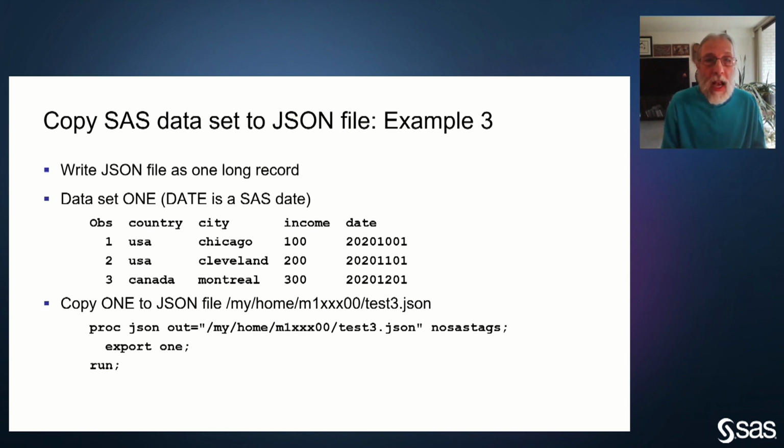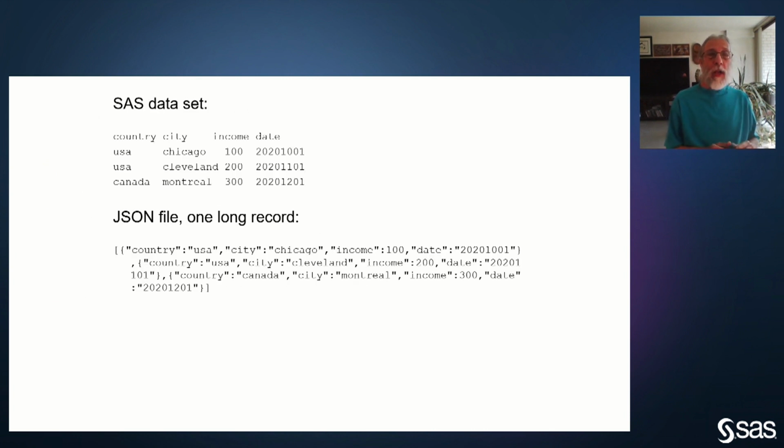Next example. Now let's take away the pretty option, and we're going to, by default, write the JSON file as one long record. I've put nosastags back in for the rest of these examples. And now you can see that instead of laying it out nicely, it's just creating a JSON file with one long record.